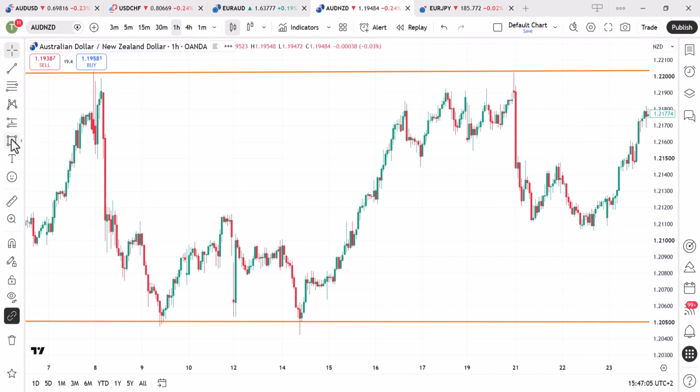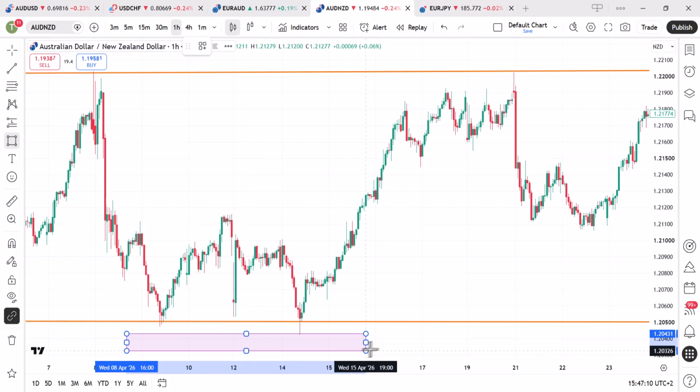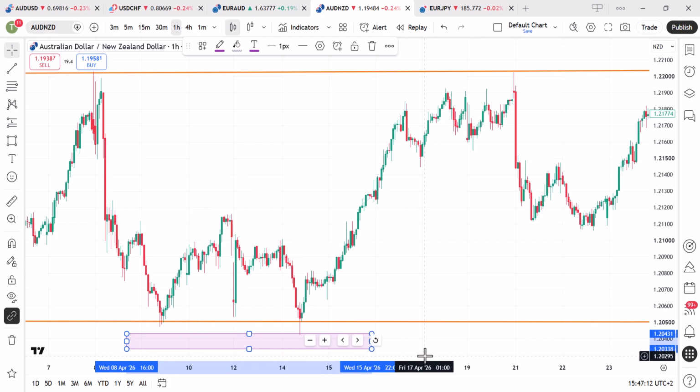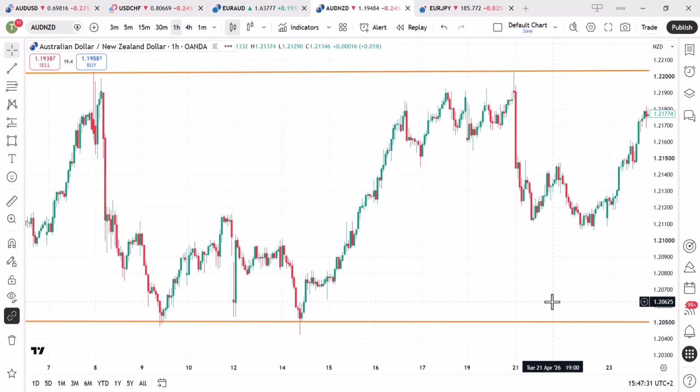Where do you set your stop loss? Many traders place their stop loss beyond the support or resistance level, giving the trade room to move while protecting against a genuine break. Support and resistance works for Forex, stocks, crypto, and many other markets.